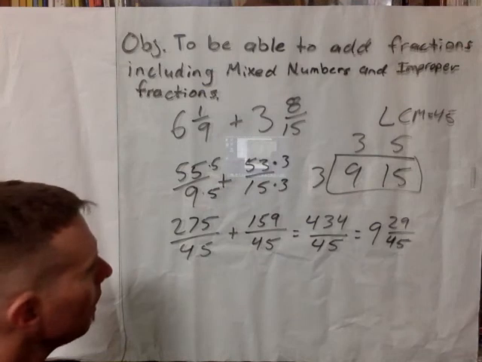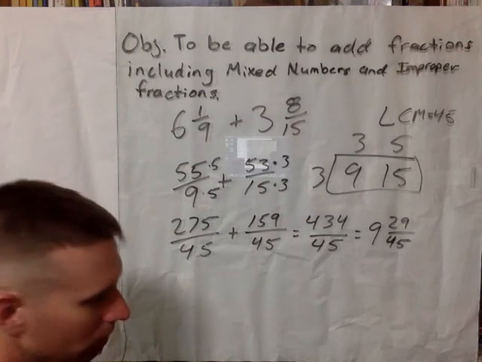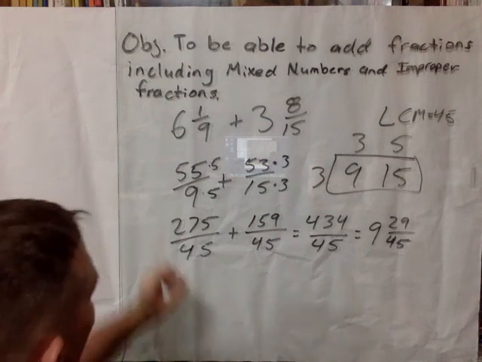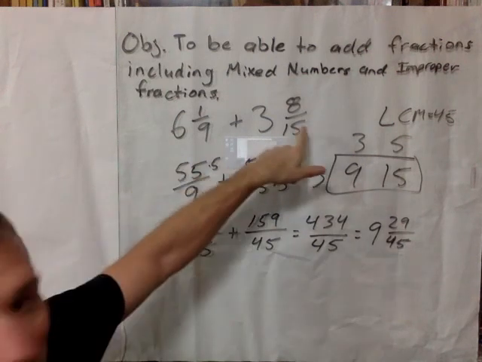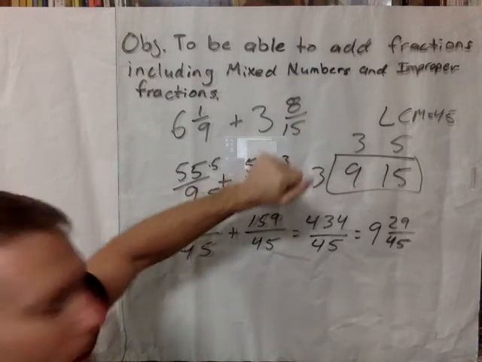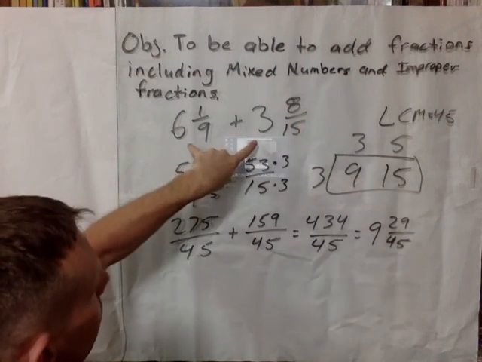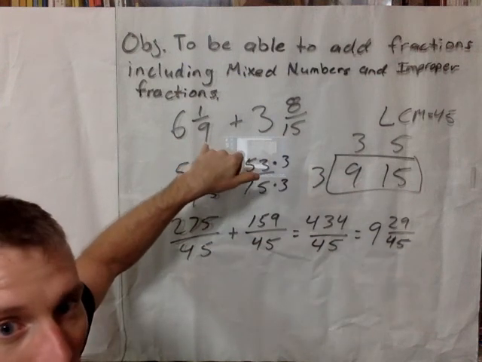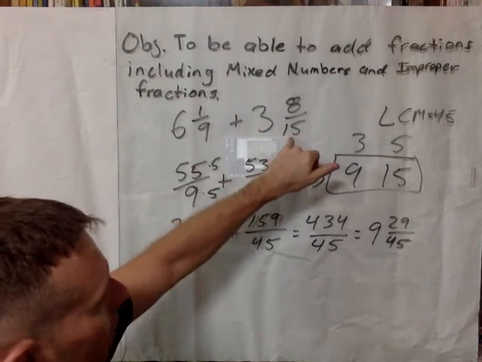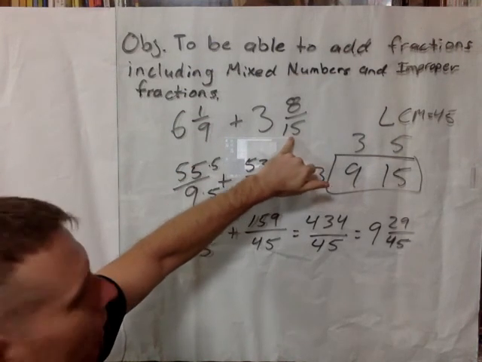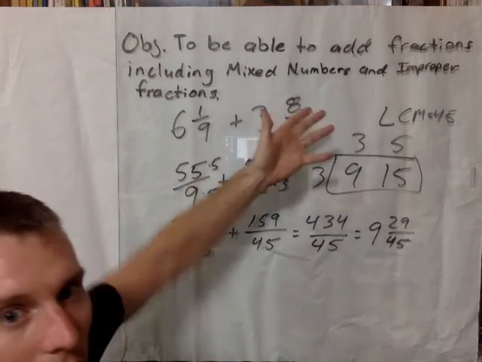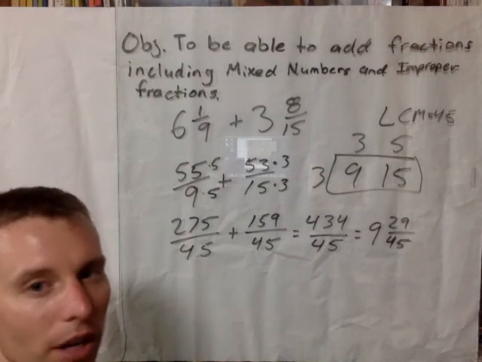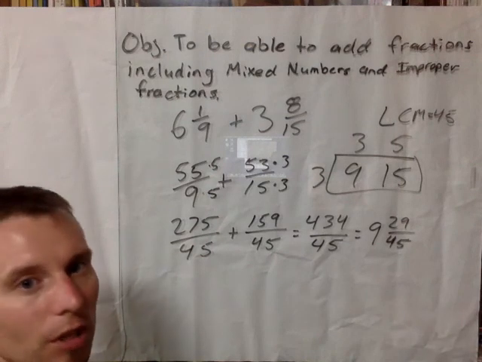Now, one last step I forgot to mention is that we want to estimate to check our answer. So we started with 6 and 1/9 plus 3 and 8/15, okay? And so if we add 6 and 3, we get 9. If we add 1/9, which is a pretty small fraction, plus 8 over 15, which is a little over half, then we should get a number that's a little bit more than half, which is 29 over 45. That sounds approximately right. So we can just do it that way.